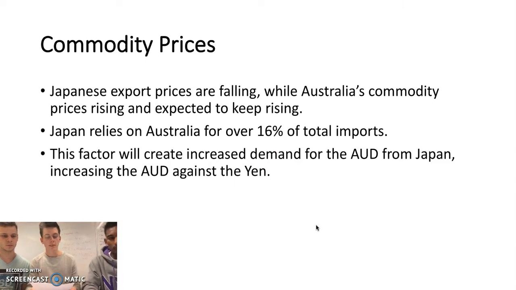Commodity prices. The Japanese export prices are falling, whilst Australia's commodity prices have risen by 20% over the past year, with this trend predicted to continue into the foreseeable future. This should be a concern for Japan, as they rely on Australia for over 16% of their imports, with few substitutes available. As a result of this increase in commodity prices, an increased demand for the Australian dollar will occur. This will result in the yen depreciating against the Australian dollar.